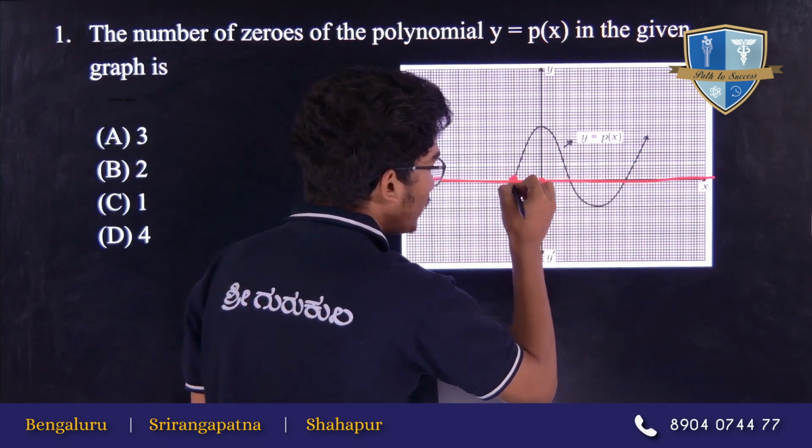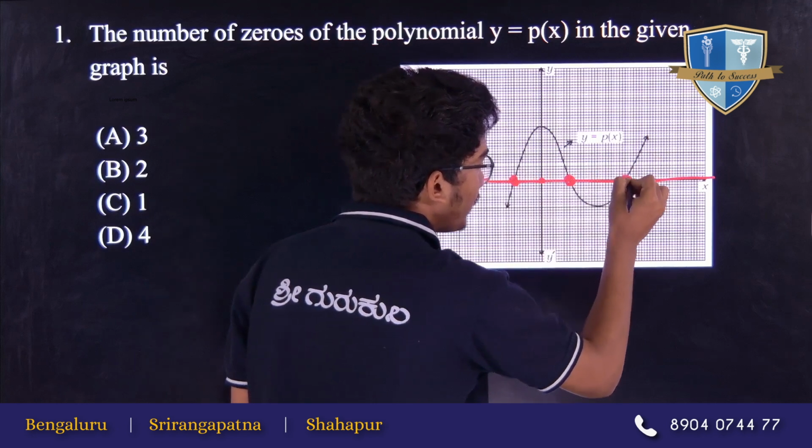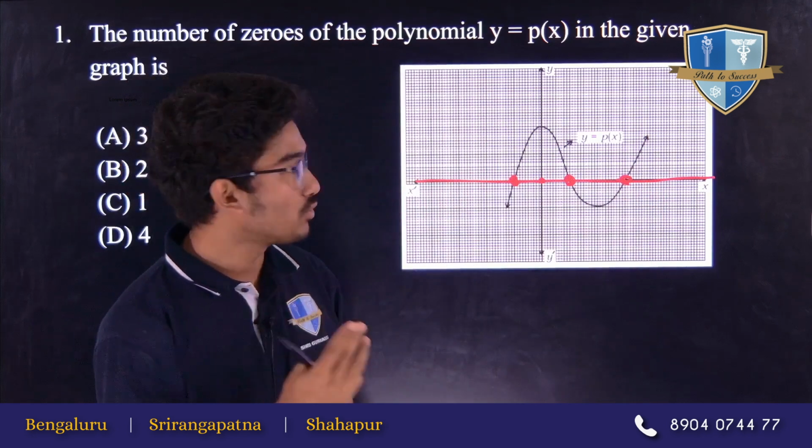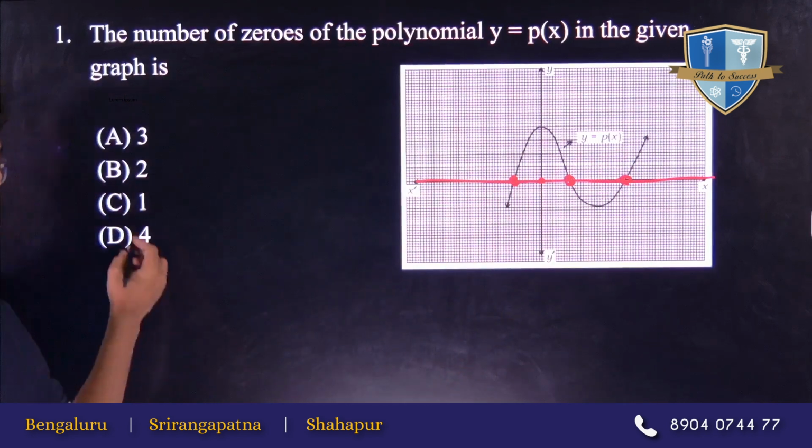So there is 1 point, there is 2 points, and there is 3 points. So there are 3 zeros for this polynomial. So our correct answer will be option A.